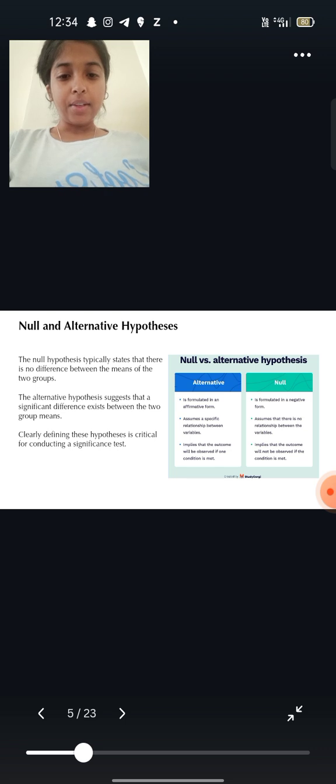Null and alternative hypothesis. The null hypothesis typically states that there is no difference between the means of two groups. An alternative hypothesis suggests that a significant difference exists between the two group means. Clearly defining these hypotheses is critical for conducting a significance test.